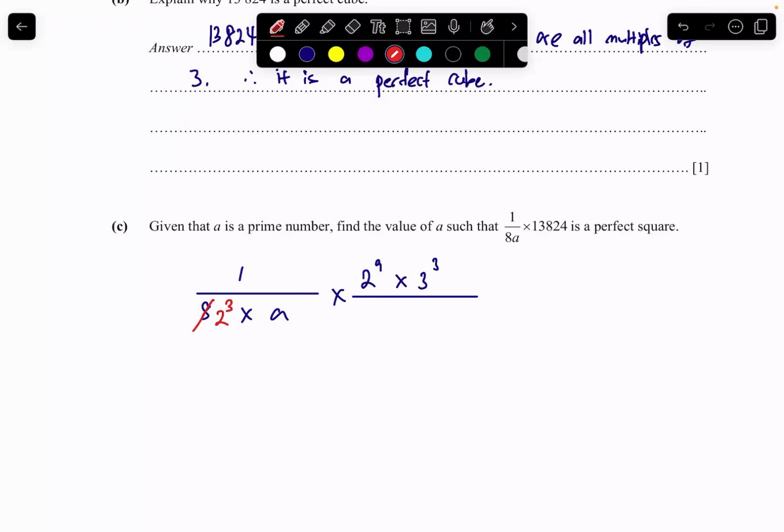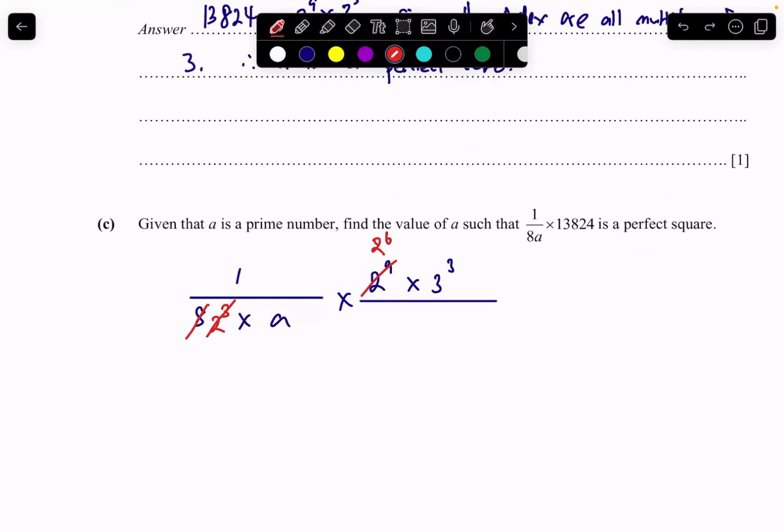All right, so now when we have a fraction multiplying like this, the 2 power 9 will interact with the 2 power 3, right? They cancel each other out, giving me 2 power 6. And then a perfect square, right? It means that the powers can divide by 2. So in this case, 2 power 6 times 3 cube is not a perfect square, because the cube cannot divide by 2. So that means that A needs to take away. Since A is a prime number, the number that I need to take away is 3. So therefore, by conclusion, A must be equal to 3.